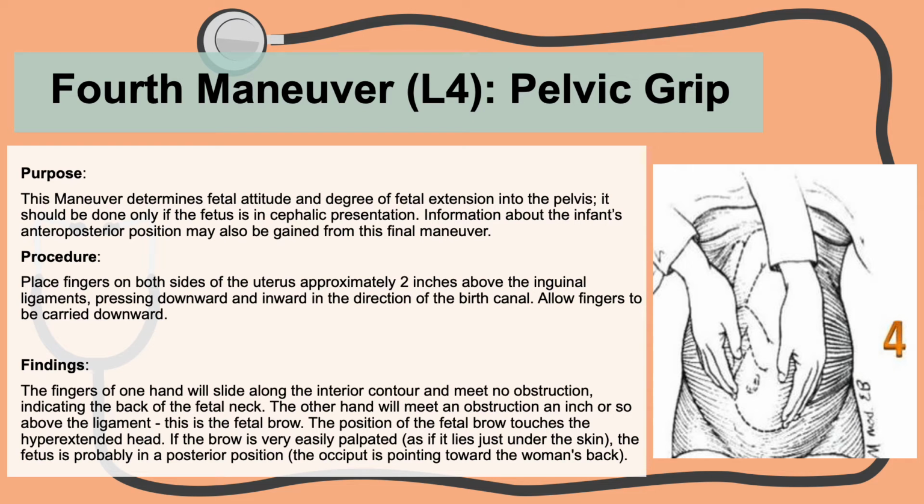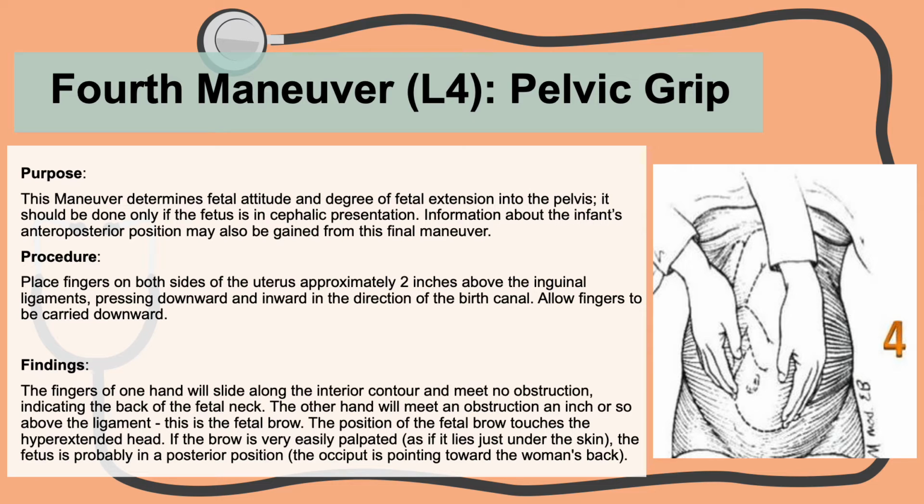The last maneuver, the fourth maneuver, L4, is the pelvic grip. The purpose of this is to determine the fetal attitude and the degree of fetal extension into the pelvis. It should be done only if the fetus is in a cephalic presentation, and information about the fetus's anterior-posterior position may be gained from this final maneuver. The procedure is to place the fingers on both sides of the uterus, approximately 2 inches above the inguinal ligaments, pressing downward and inward in the direction of the birth canal. This allows the fingers to be carried downward.